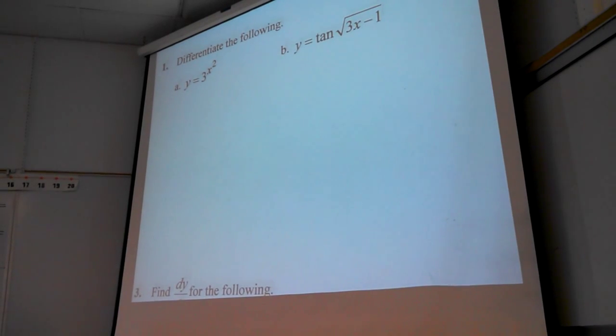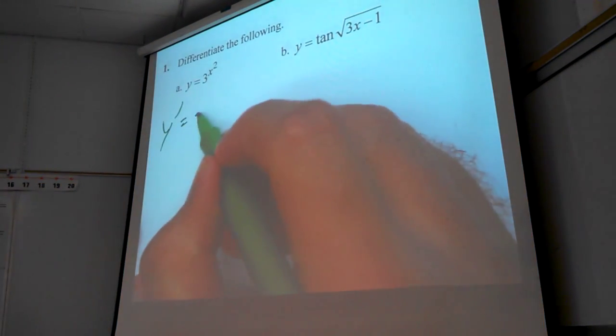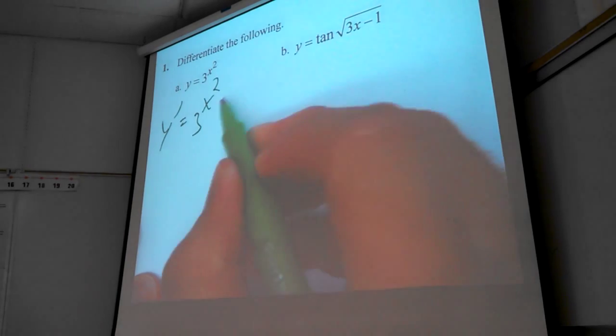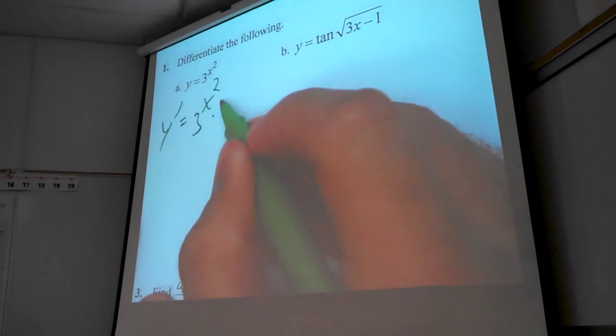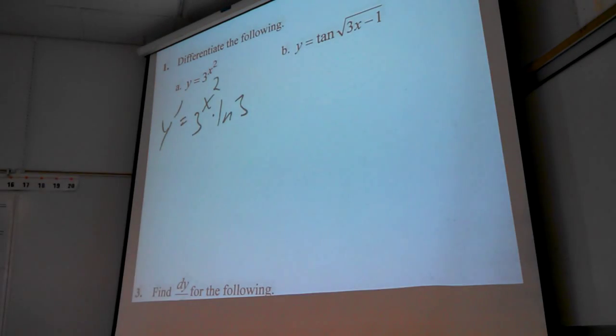It's just x inside. The derivative of 3 to the something is what? What's that rule? 3 to that thing, times ln 3. Yeah, ln base. So a to the x, its derivative is a to the x, ln a. So 3 to the something, its derivative is 3 to the something, ln 3.